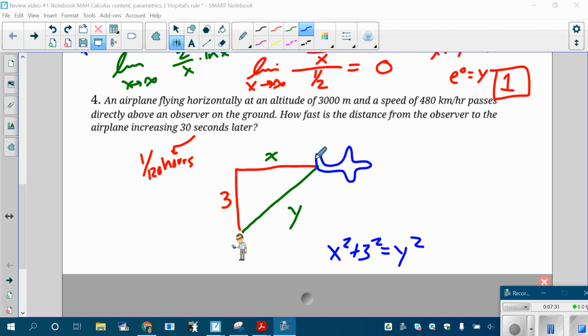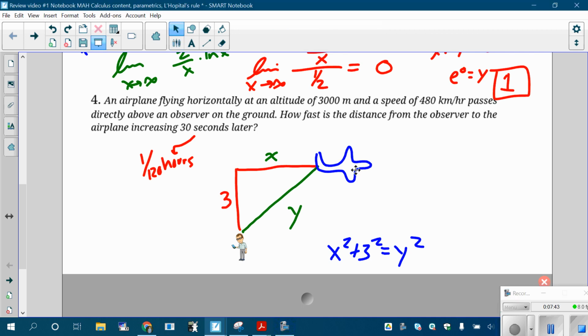Notice that when I drew this picture, the only number I put in was 3. And the reason I put in that as a number is that is not changing. So in this situation, the airplane's coming in, whoosh, and x is changing, how far past the person it is. y is changing, how far it is away from me. What's not changing is its altitude. And so that's why I put in a number there. The other things stay variables. Okay?